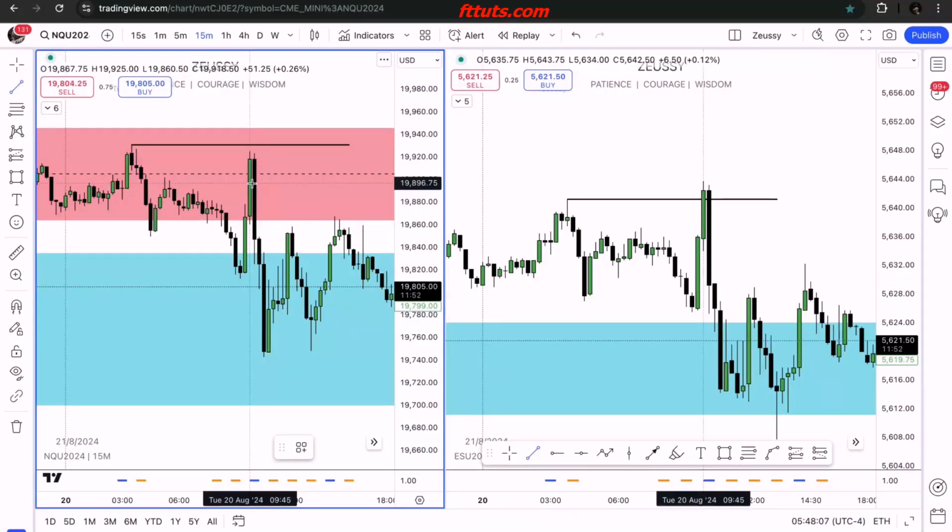And now pay attention to time. At what time does this 15-minute candle form? At 9:45.